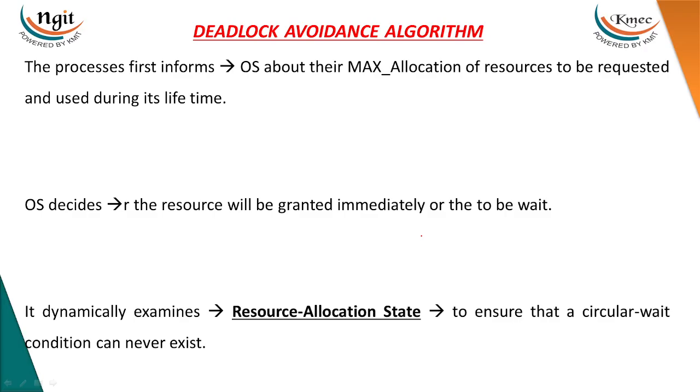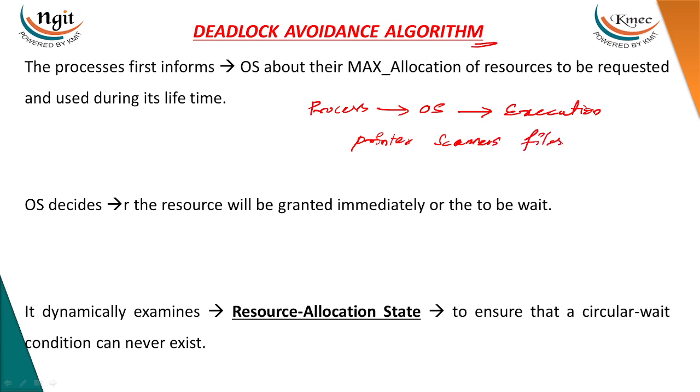Deadlock avoidance algorithm is one more method to handle deadlocks. In this algorithm, the processes first have to inform the operating system about the maximum number of resources that will be used during execution. In its lifetime, how many printers, scanners, files, tape drives, hard disk drives or DVD drives are required, with the numbers also given.